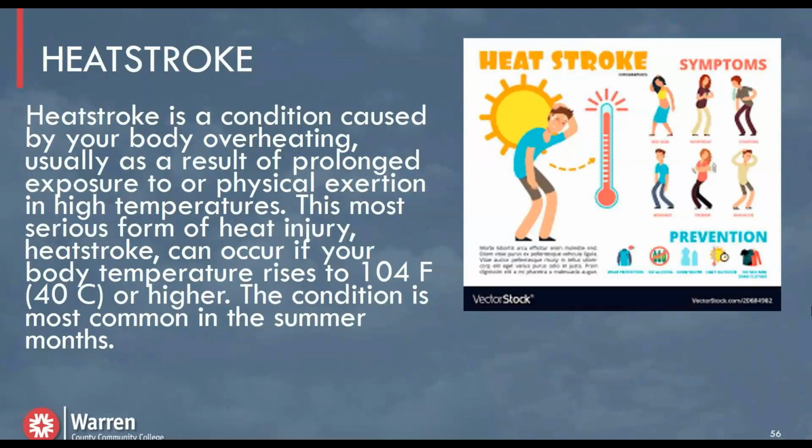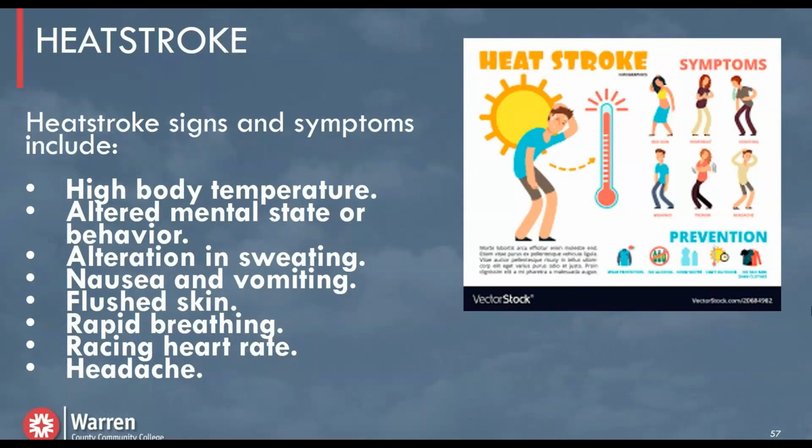Hot day, heat stroke. This is a condition caused by your body overheating, usually as a result of prolonged exposure to or physical exertion in high temperatures. In its most serious form, it's called heat stroke, and it can occur if your body temperature rises to 104 degrees Fahrenheit or higher. The condition is most common in the summer months. Be aware of this. You probably can't do 10 straight hours in the sun. You're going to make mistakes, and that's going to lead to a problem. So be aware of that.